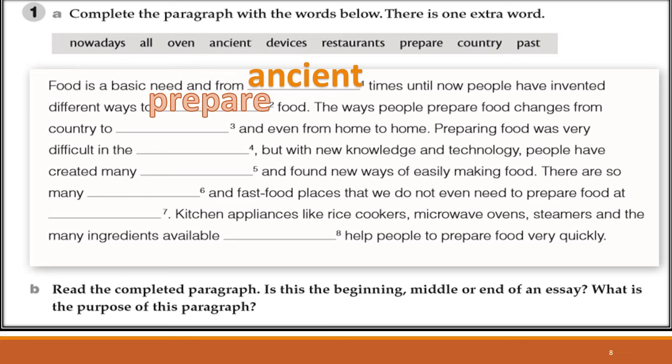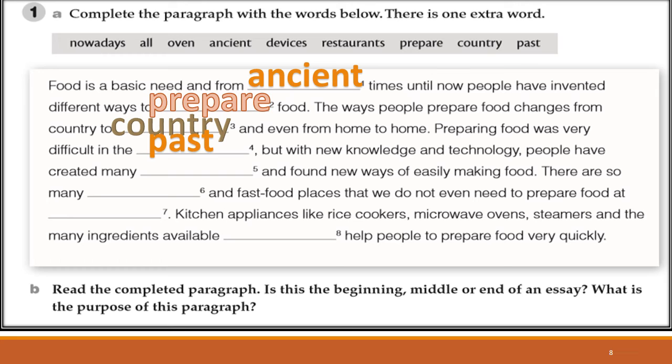We need now to complete this paragraph. Food is a basic need and from ancient times. Ancient times, it means old times. Until now, people have invented different ways. Why? To prepare food, to make food. The ways people prepare food change from country to country and even from home to home. Preparing food was very difficult in the past. It was difficult to prepare food.